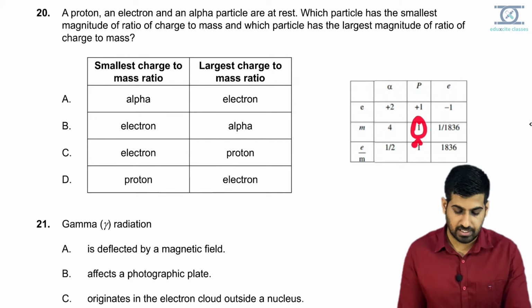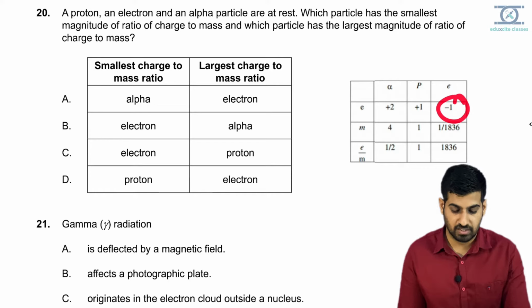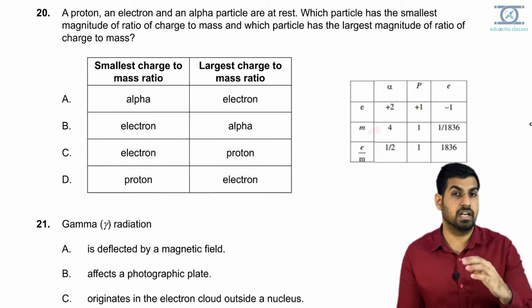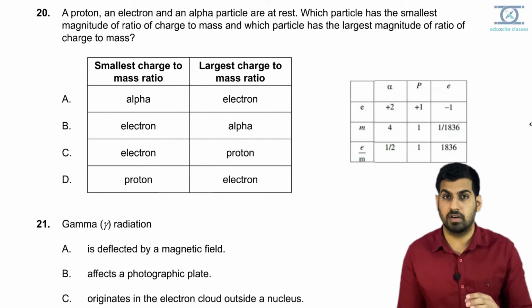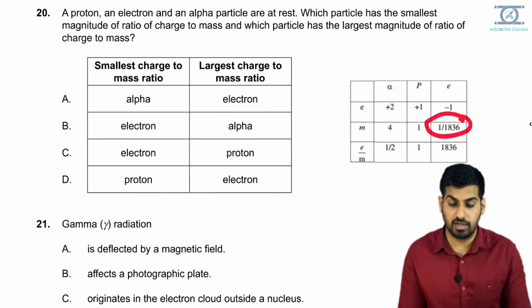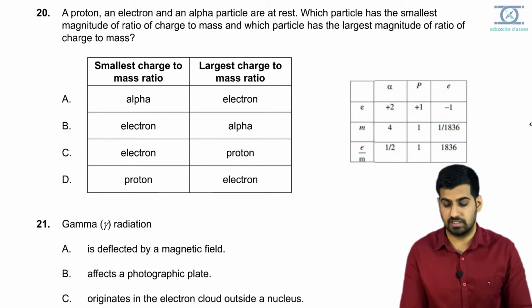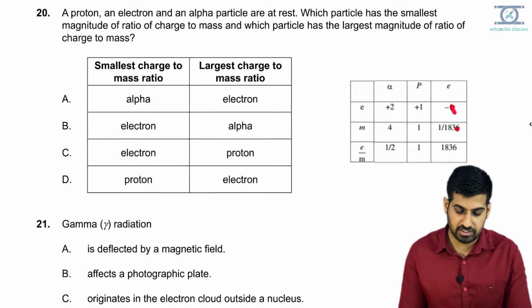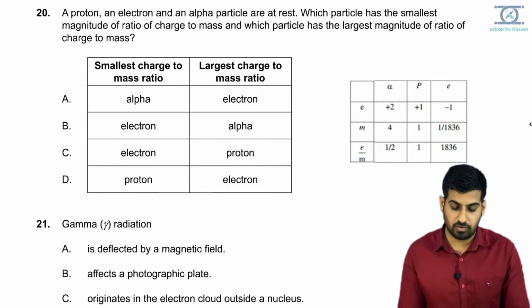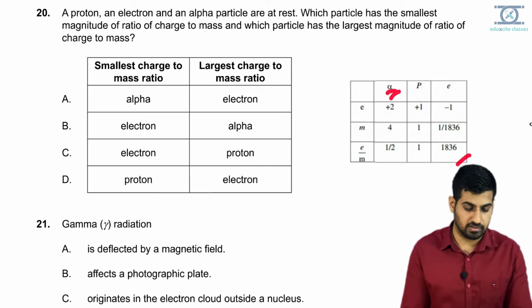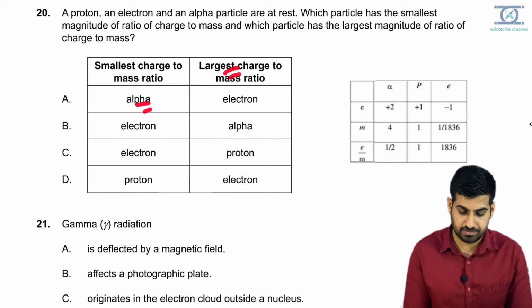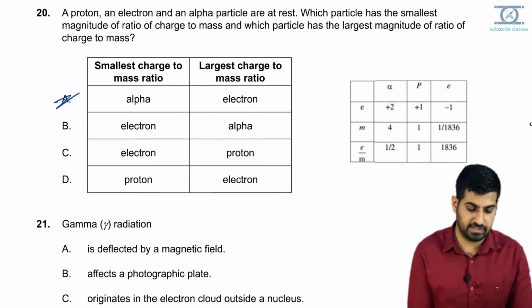Let us check for the electron. The electron has a charge of minus 1, but its mass is very small compared to the mass of a proton, which is approximately 1 by 1836. By taking the ratio, we get the maximum for the electron and the minimum for the alpha. So the smallest is for alpha and the largest for electron, so option A is the right answer.